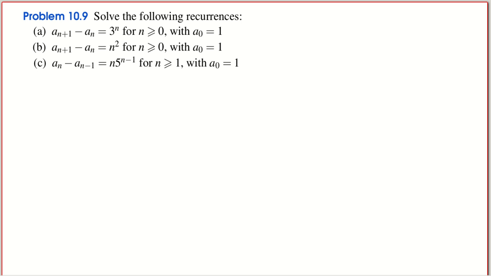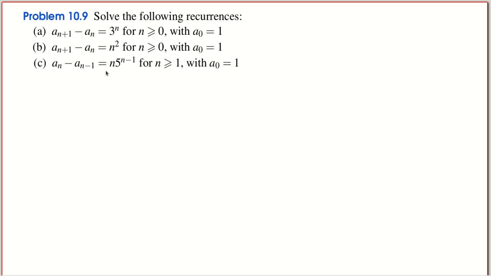In this exercise, we are going to solve a bunch of recurrences. We are going to solve these three first, and then we're going to solve another three separately. The reason we are going to solve all of these at the same time is because on the left-hand side you have the same expression, right?